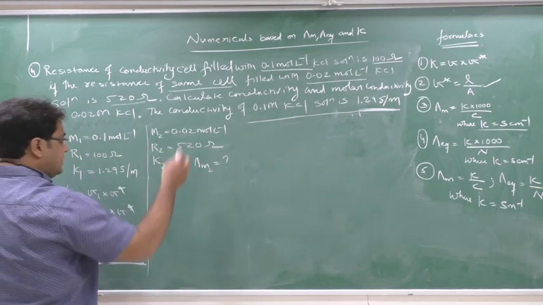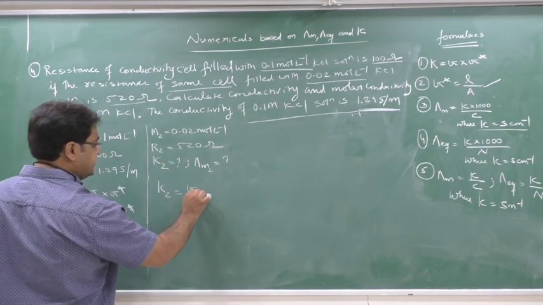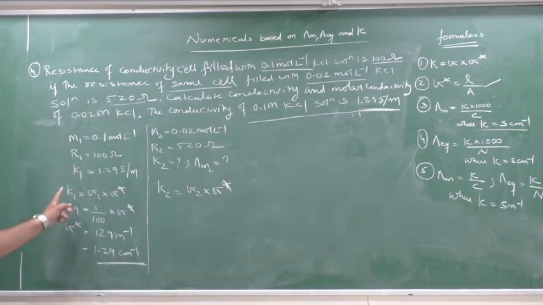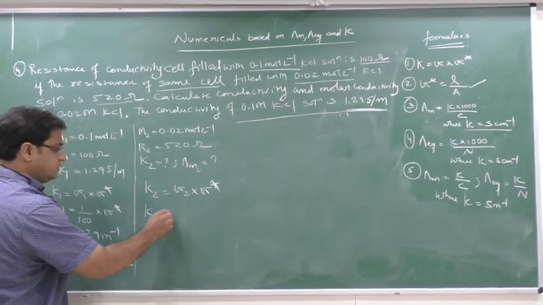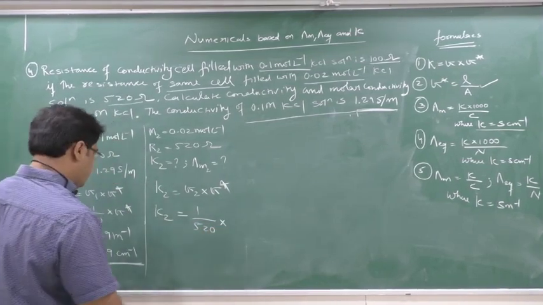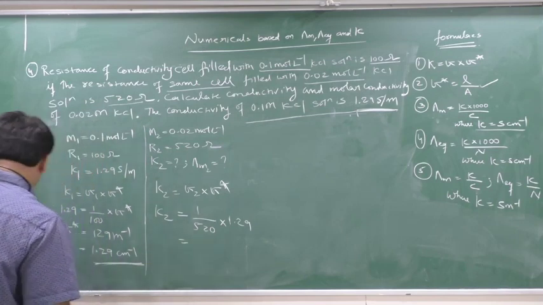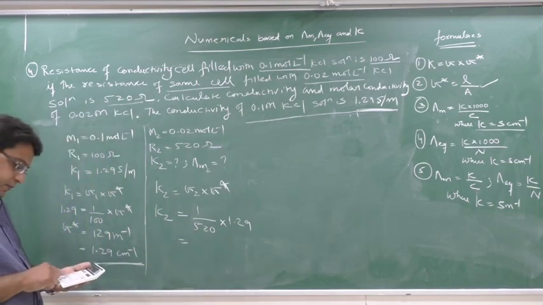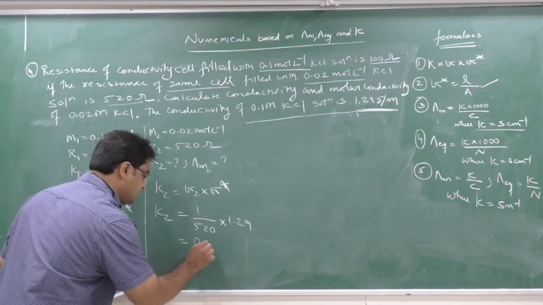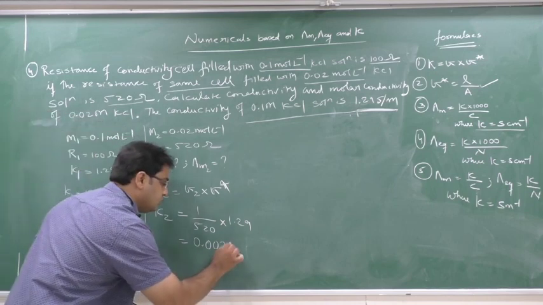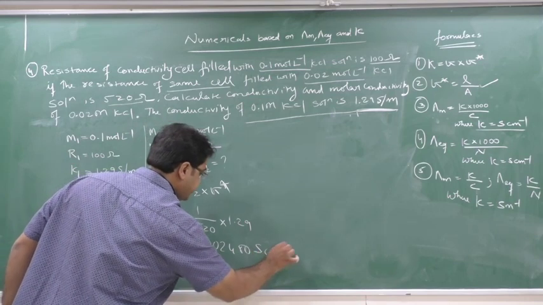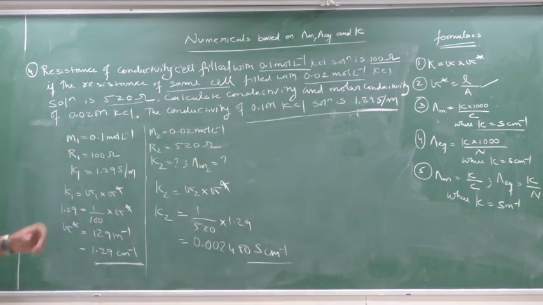So here what happens now? See here, now K2 will be equal to G2 into G star. Here G star remains the same. So K2 equal to G2, means 1 by 520 into G star 1.29. So your answer for K2 will be 1.29 divided by 520, which is 0.002480. And K2 means what? K2 will be Siemens per centimeter here, because I have taken G star in terms of centimeter now.